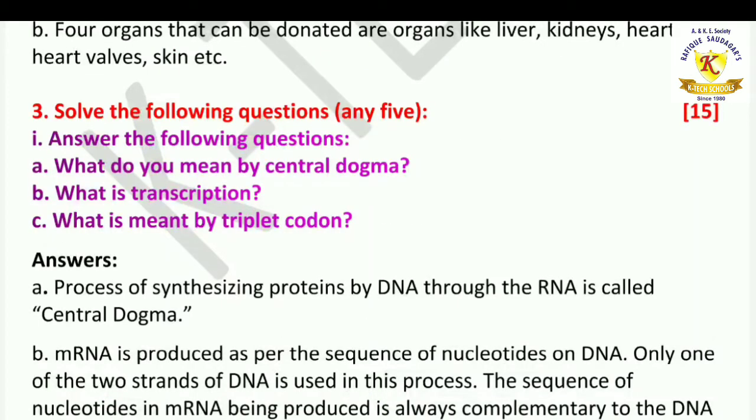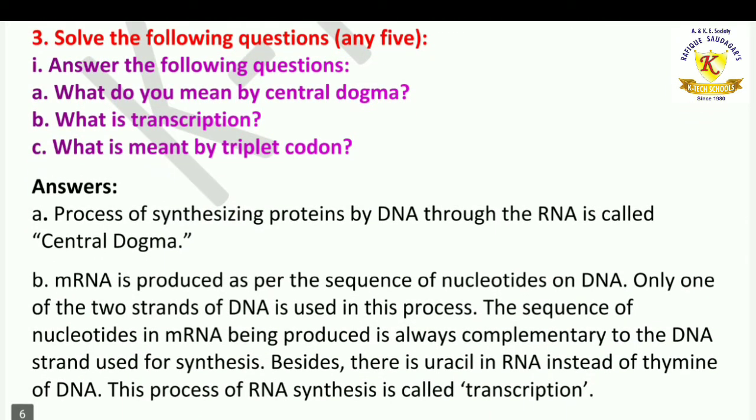Question number 3. Solve the following questions. Any 5. It carries 15 marks. So 3 marks for each question. First one. Answer the following question, in which we have 3 sub-questions. A. What do you mean by central dogma? Answer. Process of synthesizing proteins by DNA through RNA is called central dogma.